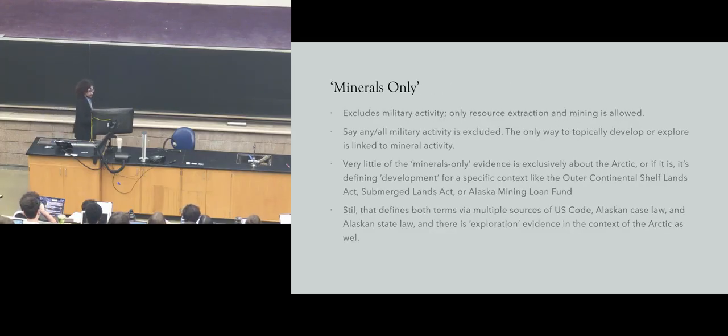Generally speaking, you'd want to say only resource extraction and mining are allowed, military activity excluded. And like I was saying, admittedly, a lot of the evidence for this does come from specific things where it's clearly defining it for a mining or mineral context, but that's still coming from US Code or Alaskan state law. And again, there's not very many credible alternatives for how we limit this topic, so the alternative is just accepting you can do whatever you want in Alaska.